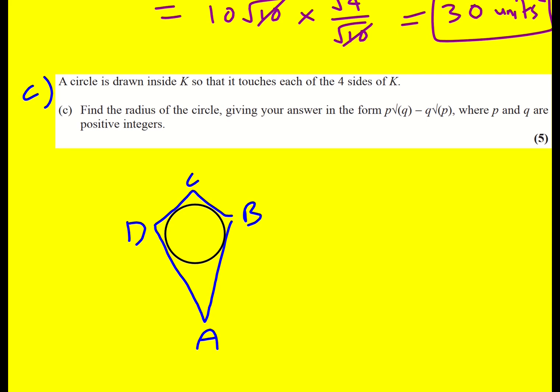Now, we're asked to find the radius, so I'm going to draw the center of the circle, and I'm going to put the radius in. Don't forget, because they just touch each of the four sides, that means that the radius is going to be perpendicular to these. CB is going to be a tangent. So because I don't know anything about D, I'm going to ignore it, and I'm just going to focus on this here and this here. I know that this will be 90 degrees, and so will this.